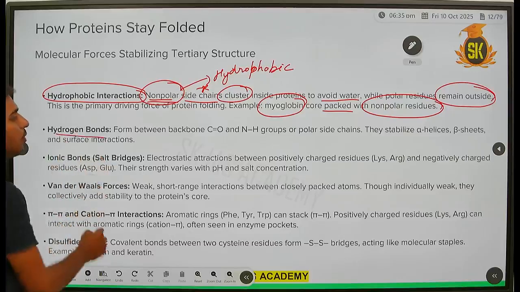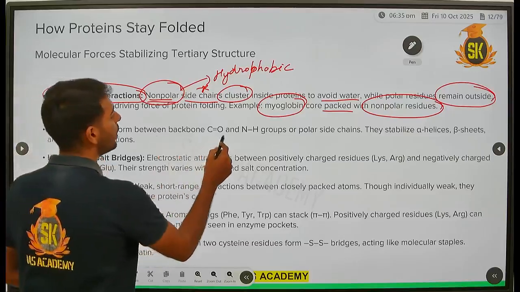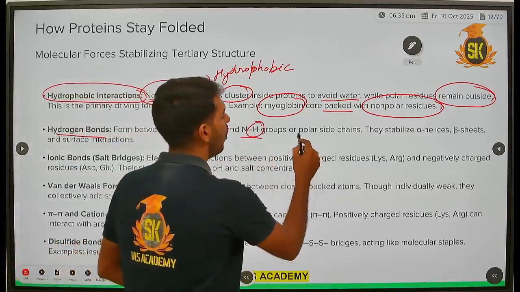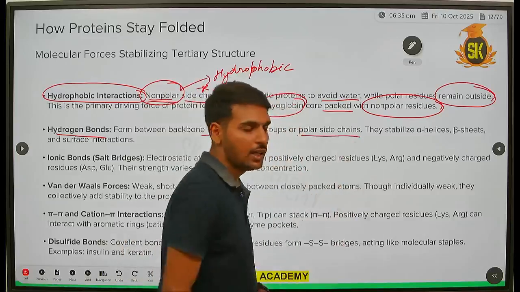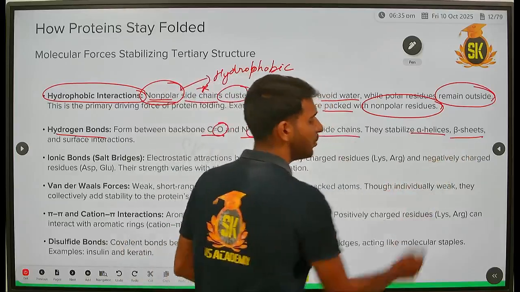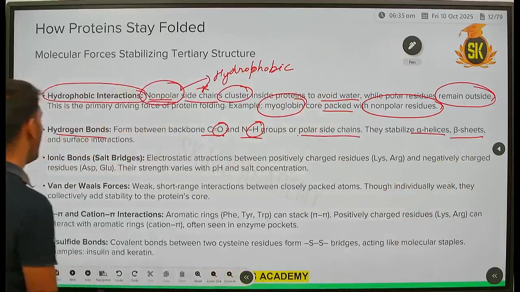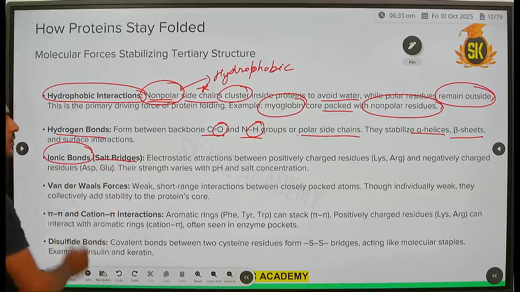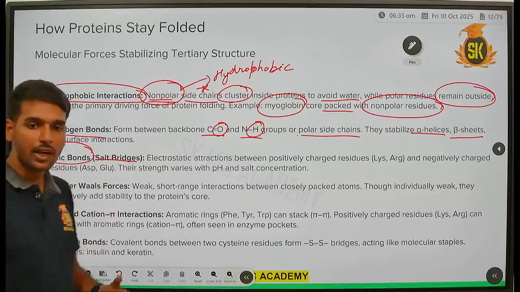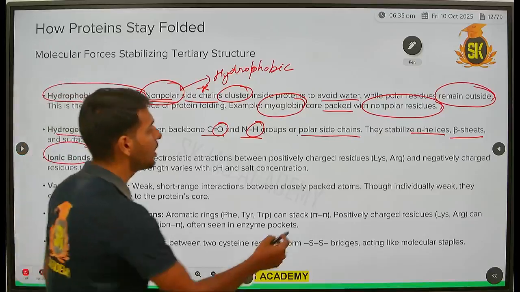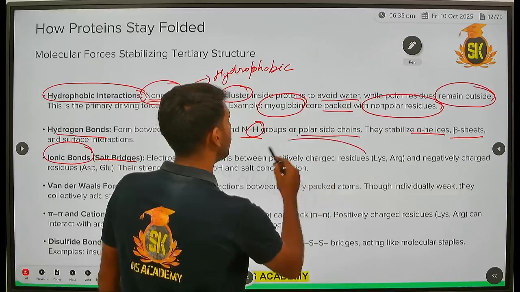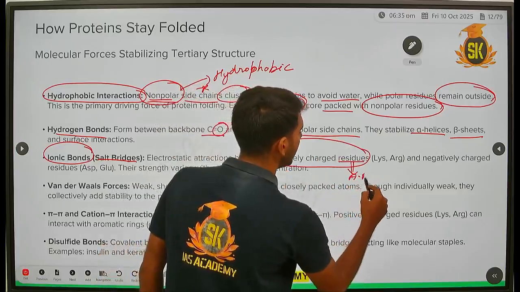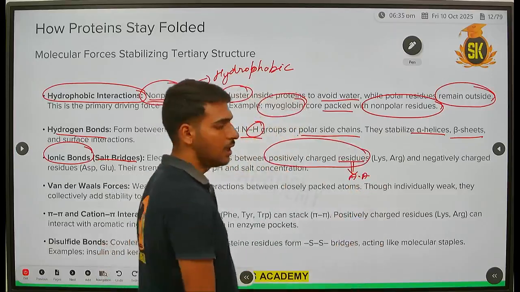Hydrogen bonding, we already know that it is formed between the carbonyl group's oxygen and the amide group's hydrogen or polar side chains. It is seen in alpha helices, beta sheets. Now ionic bonds is also seen, also known as salt bridges. It is a type of electrostatic attraction which is seen between the positively charged residues. Residues means amino acids, within the tertiary structure.